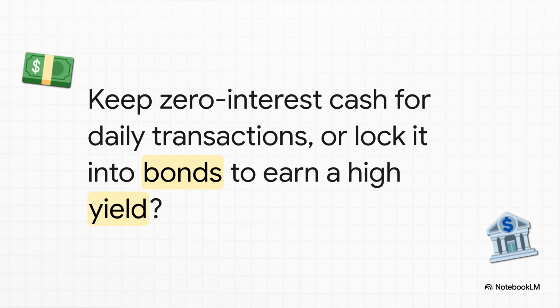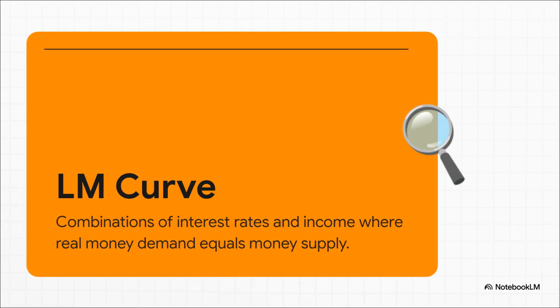People hold real money balances to buy things, but there's a huge opportunity cost. You want cash in your pocket to buy coffee and groceries. That's driven by your real income, but your cash earns zero interest. So if interest rates hit 10%, you are going to tightly manage your cash and lock your wealth into high-yielding bonds instead. This exact balance gives us the upward sloping LM curve.